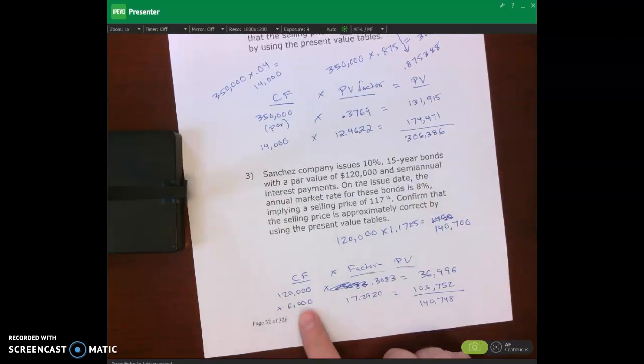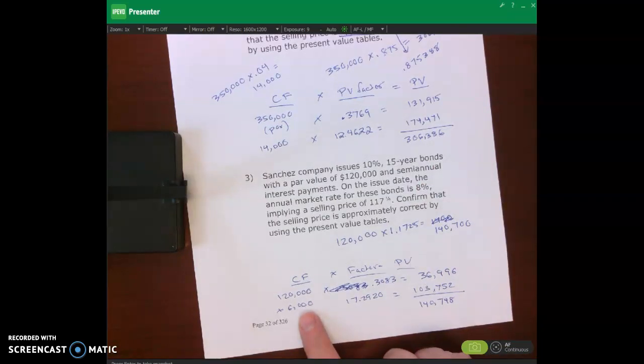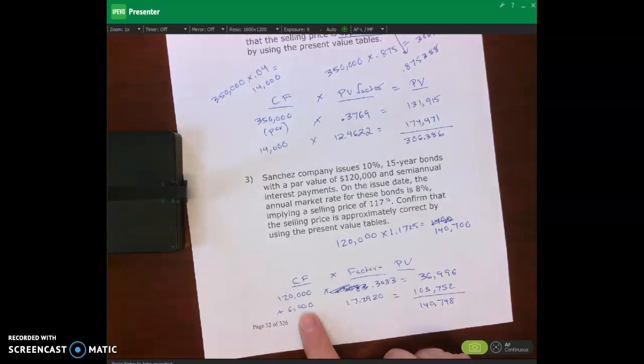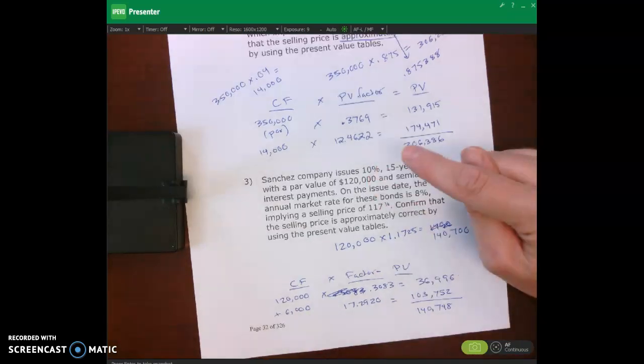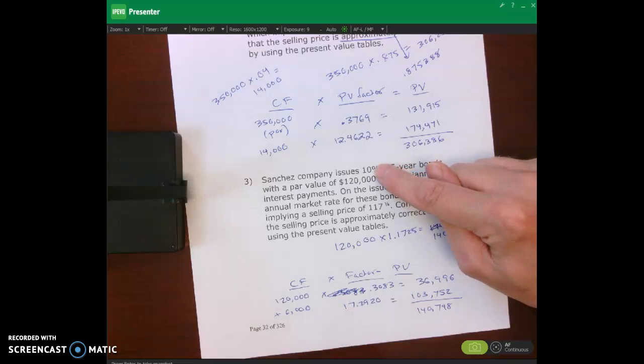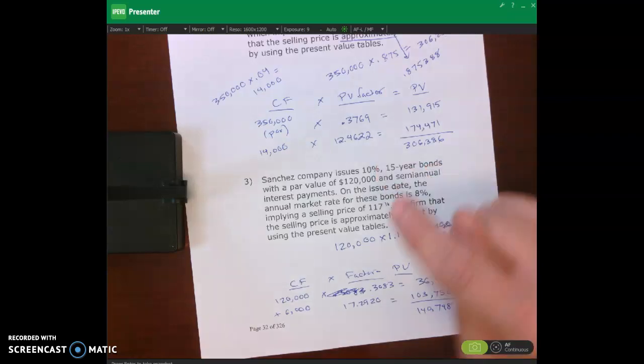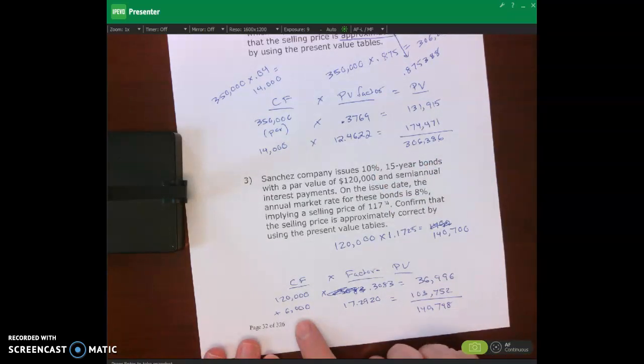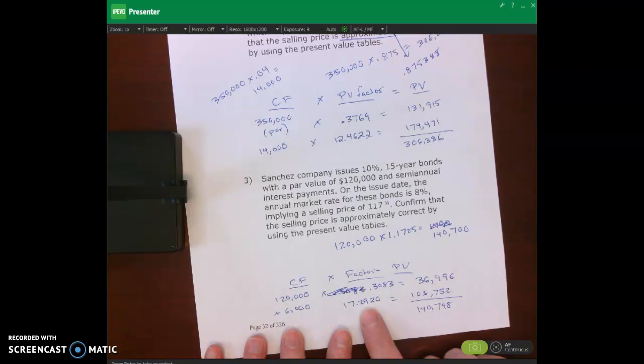And then the next thing I actually have to do is figure out, well, what is the cash payment to my bondholders? And we know that is always par value times contract rate. Par value, my contract rate is 10% per year, which means it's 5% every 6 months. So that gives me that $6,000 right over here. And then I look up in my present value of an annuity table, I find my factor. This is my factor from the present value of annuity table.